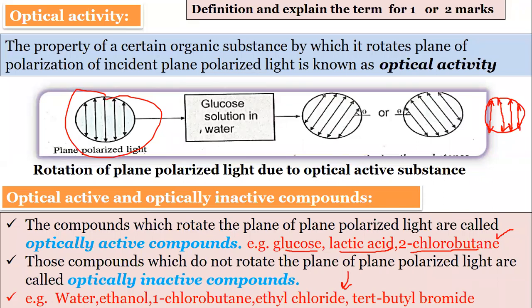When plane polarized light is passed through water, ethanol, 1-chlorobutane, ethyl chloride, or tertiary butyl bromide, you cannot observe any rotation. It remains as it is. The plane polarized light will oscillate in only one plane. No rotation will be found. So these are very important concepts: chiral carbon, optical activity, optically active compounds, optically inactive compounds.